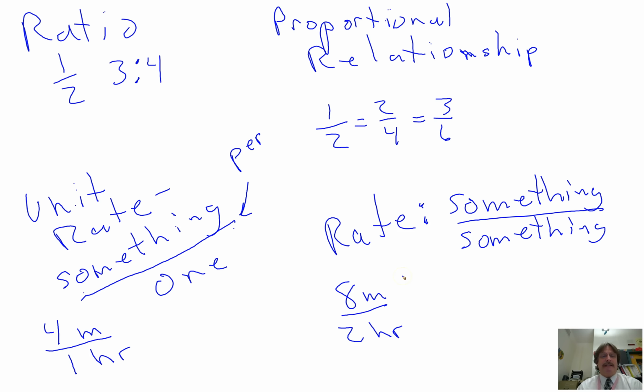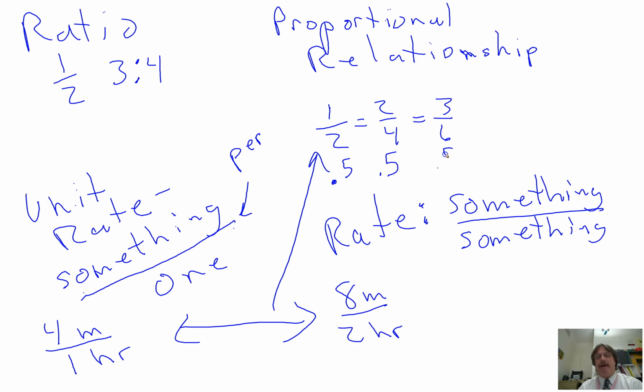These two are related to each other through what we call a proportional relationship. If we take a look here, we took 8 divided by 2, which is the same as saying 4/1. That's a proportional relationship, where the ratio of one is equal to the ratio of the other. If I take 1 divided by 2, that's 0.5. If I take 2 divided by 4, that also is 0.5. And 3 divided by 6 is 0.5. So from a decimal standpoint, they're all the same.